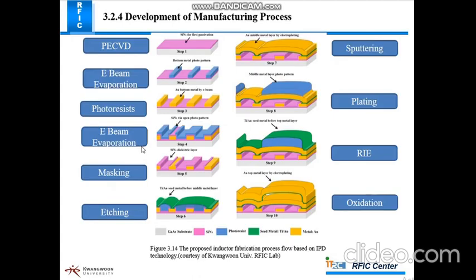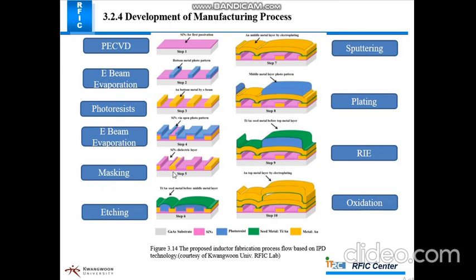So here is development and manufacturing process. In the manufacturing process, the first step is plasma enhanced CVD, the second step is electron beam evaporation, the third step is photoresist, the fourth step is electron beam evaporation, the fifth step is masking, step 6 is etching, step 7 is sputtering, step 8 is plating, step 9 is reactive ionizing, and finally oxidation.